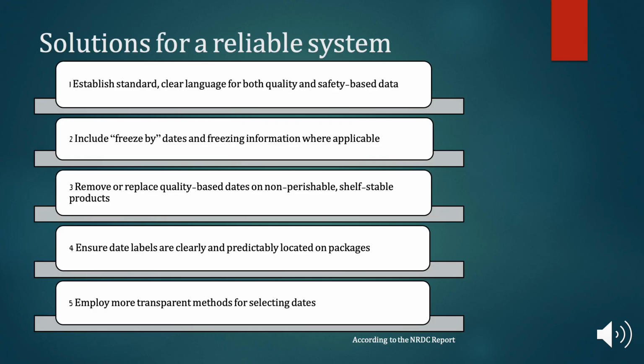According to the NRDC report, solutions to the current system that would lead to a more reliable system include establishing standard, clear language for both quality and safety-based dates, including freeze-by dates and freezing information where applicable, removing or replacing quality-based dates on non-perishable, shelf-stable products, ensuring date labels are clearly and predictably located on packages, and employing more transparent methods for selecting dates.